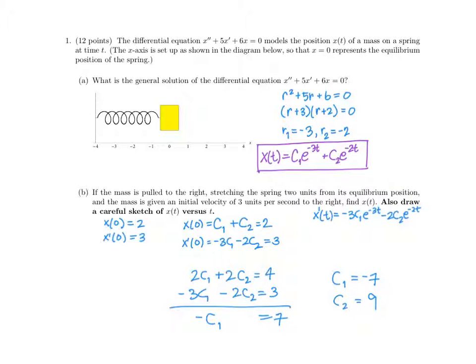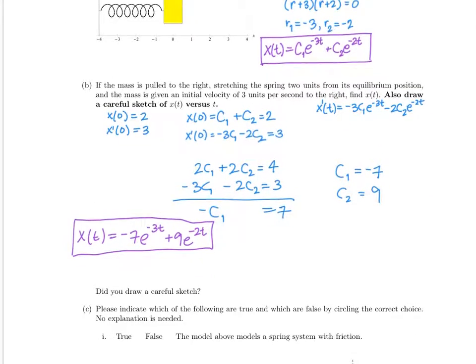What else is there? Well, we need to find x of t, so let's write that out. We have our C1 and C2 now. We have x of t is equal to -7. We have to be really careful that we're actually plugging in the right C1, which is the coefficient on e to the -3t, and then +9 times e to the -2t. So that's our first little bit of solution. And then it says to draw a very careful sketch of x versus t.